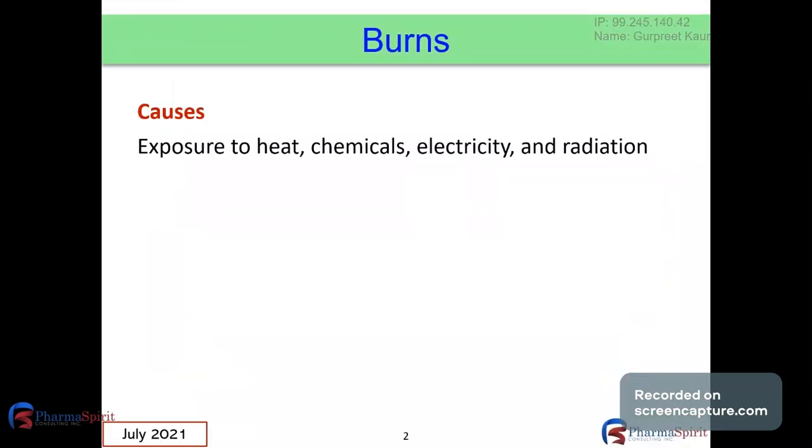There are different causes for burns. The most commonly known one is exposure to heat. So this is, for example, when the person gets exposed to flames, hot liquids, or steam, like when someone, for example, opens a hot oven or dishwasher. Chemicals also can cause burns, something like solvents, cleaners, and alkali substances. Electricity can cause burns, and radiation such as sun exposure, like sunburn, and exposure to ultraviolet light.